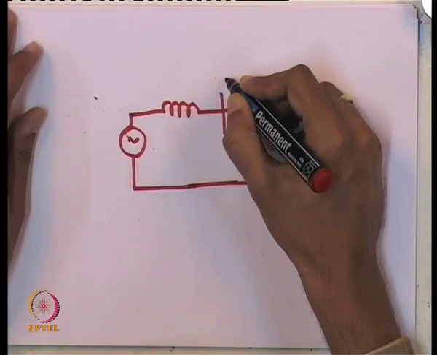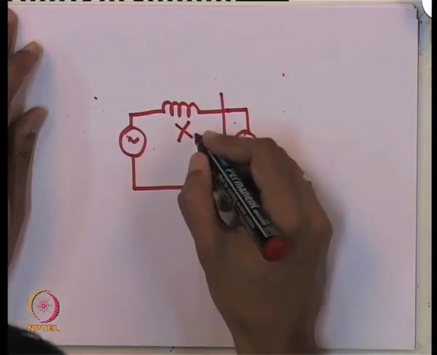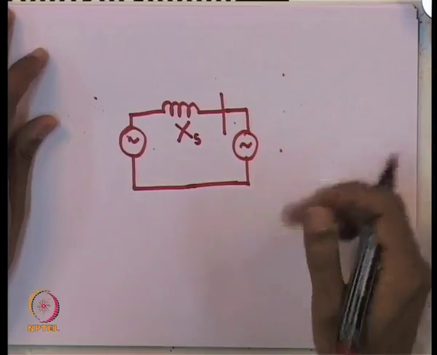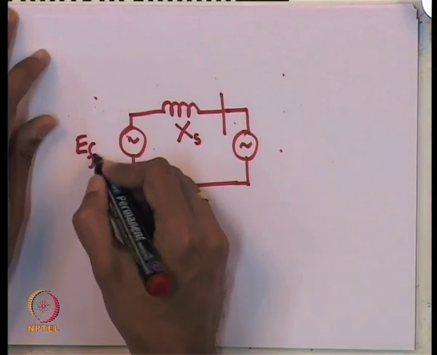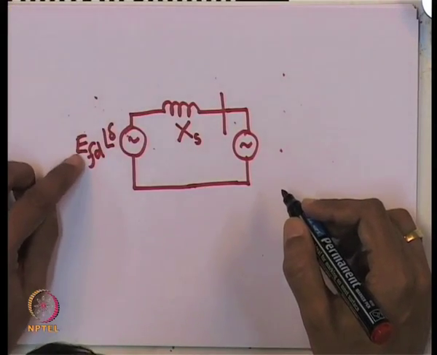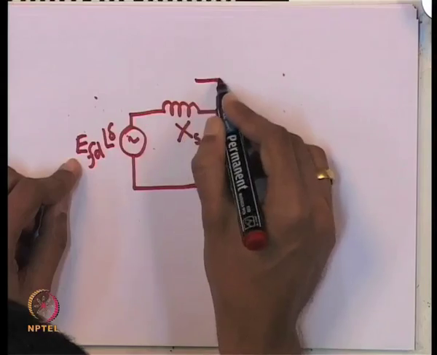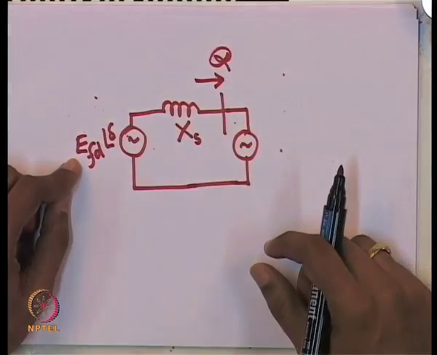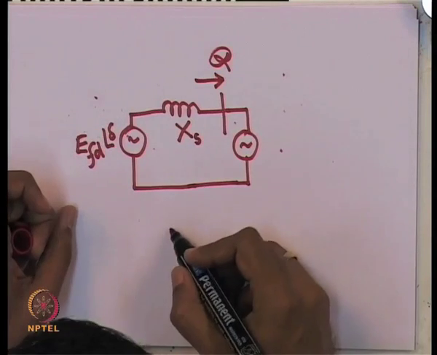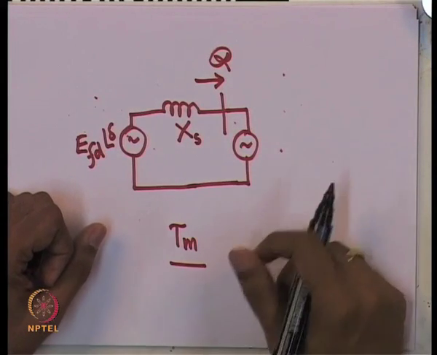This is the synchronous machine terminals. If the machine does not have saliency, you can represent it by a synchronous reactance, which is nothing but equal to XD or XQ because they are equal. So, this is a steady state model of a synchronous machine. By changing EFD, if I change the field voltage, I effectively can change the reactive power output of the generator. Remember, the real power output of a generator can be changed only by changing the mechanical power or the mechanical torque of the machine. So, that is one thing you should keep in mind.